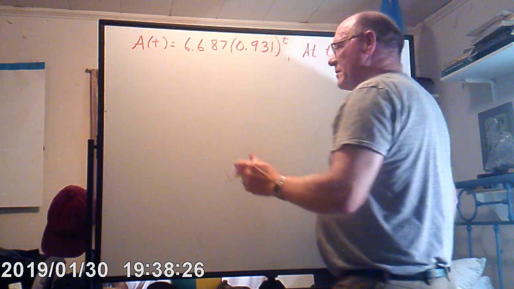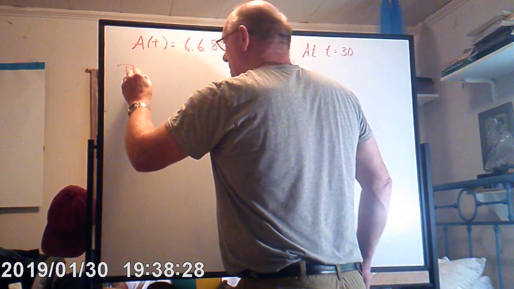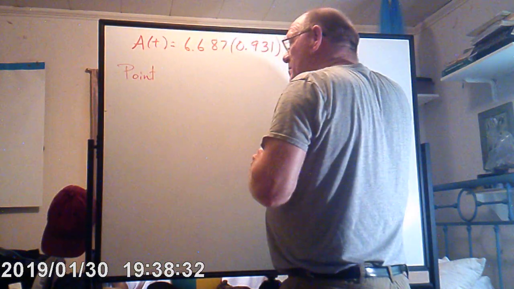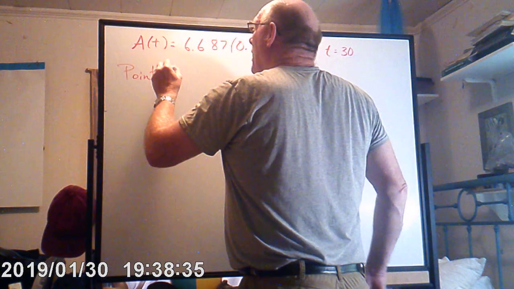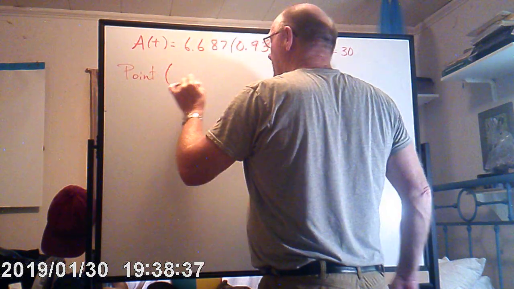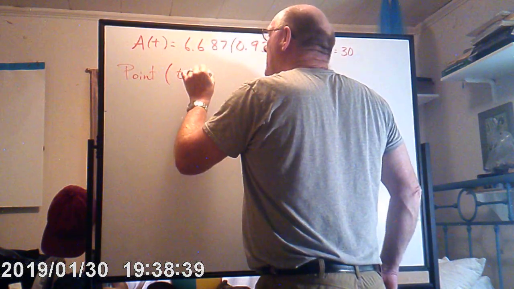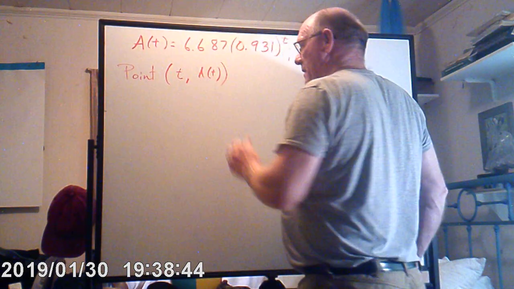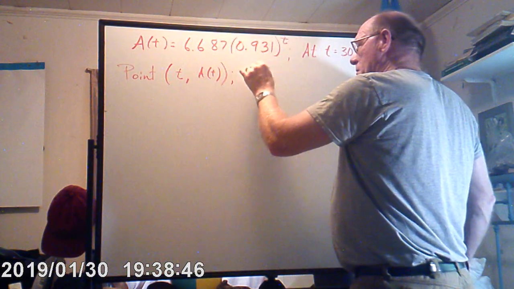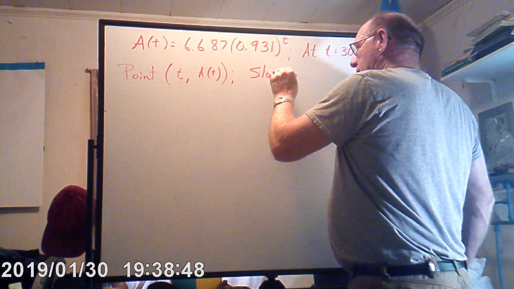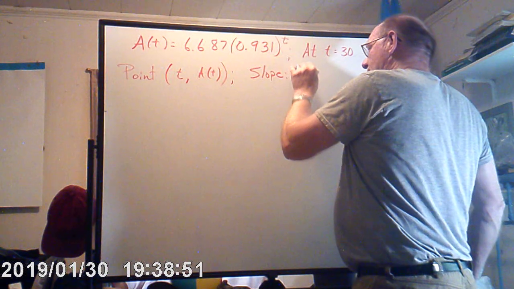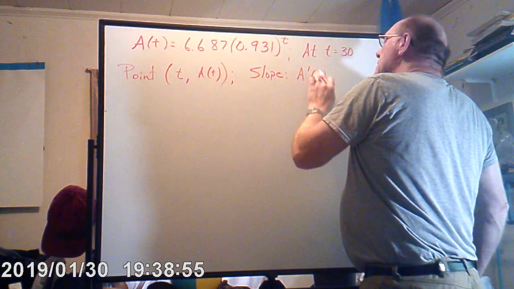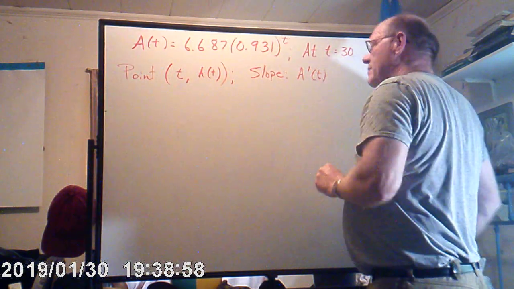So really what we're looking at is a point. We need a point, and we know that this is t comma A(t). We also need the slope, and that is definitely A prime at t. That's what we're dealing with right there.